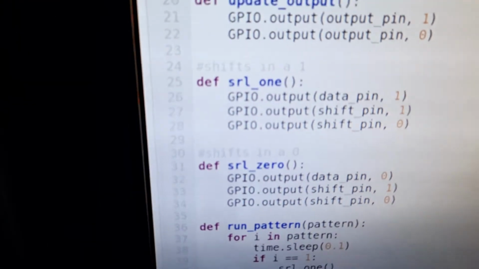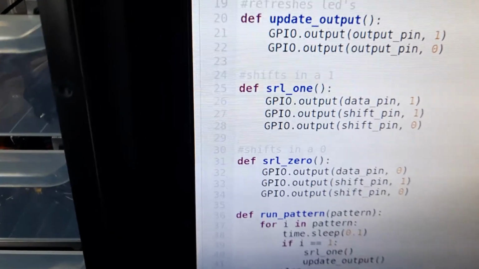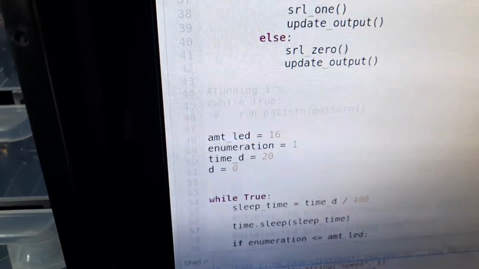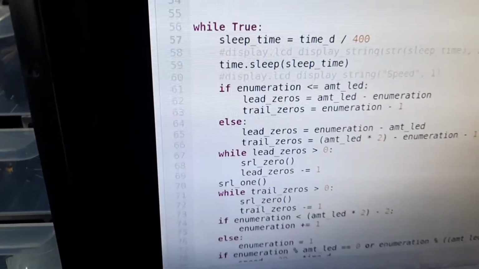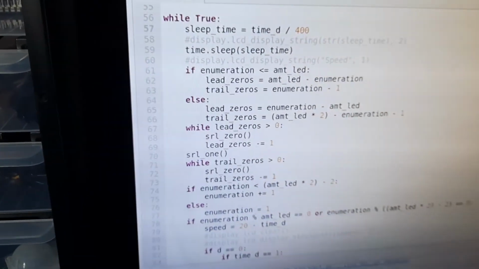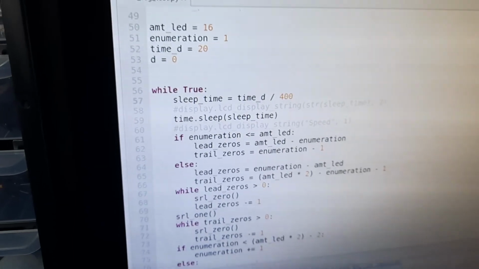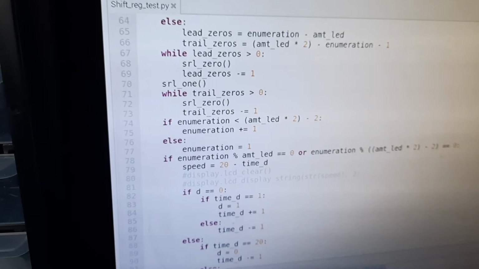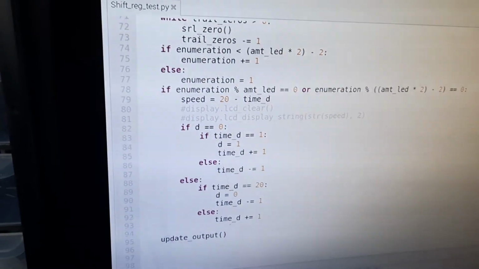Serial 1 will input a 1 into the shift register. Serial 0 will input a 0 into the shift registers. Down here I wrote an algorithm that will make it go from really fast to really slow, back to really fast, back to really slow, over and over again. And this is the result.